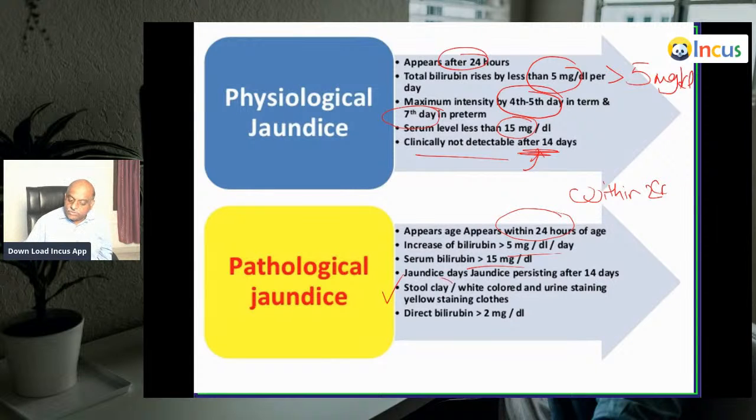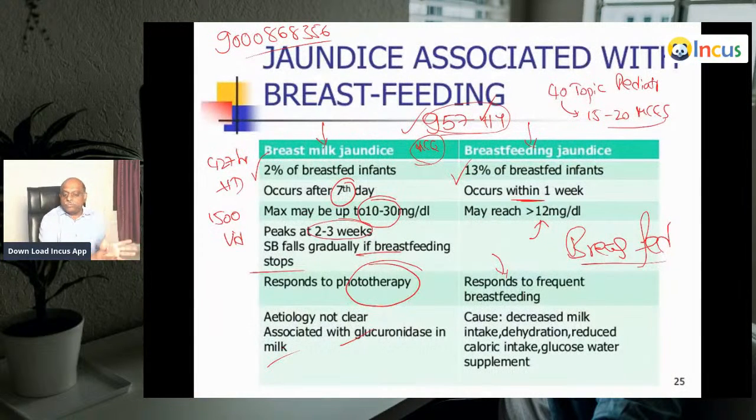And quite often, stool is clay colored, white colored, urine is stained yellow, clothes will get stained yellow. And direct bilirubin more than 2 milligram per deciliter is the feature of pathological jaundice. That is what you need to remember. So, differences between physiological and pathological jaundice, a short question that can come. One more thing, breast milk jaundice and breastfeeding jaundice. You should know the differences between the two.